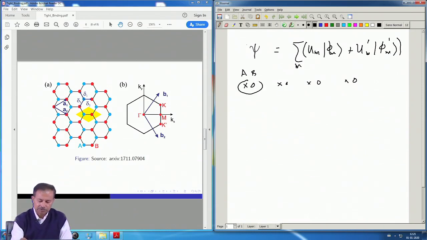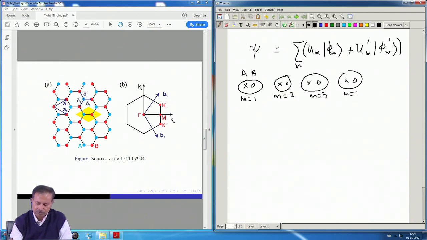Now, each m denotes, so this is m equal to 1, m equal to 2 and so on. These are the unit cells, m equal to 3, m equal to 4 and so on, it goes on. So, in this case, for example, for n sites we showed that you will have a matrix of the form which can be represented as a block matrix. So, let me just quickly go through what we did.